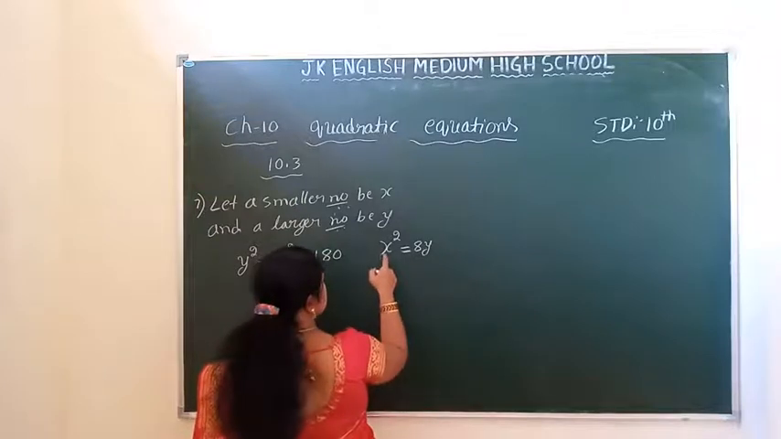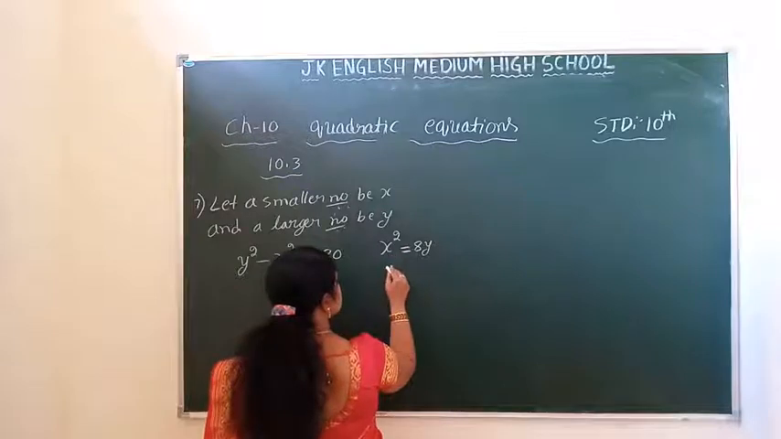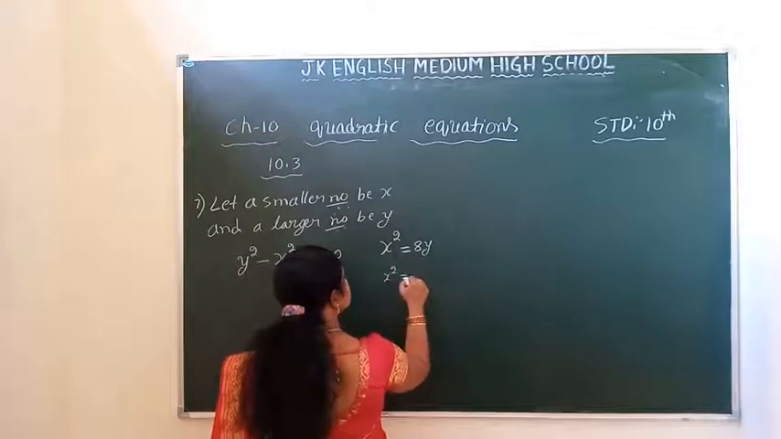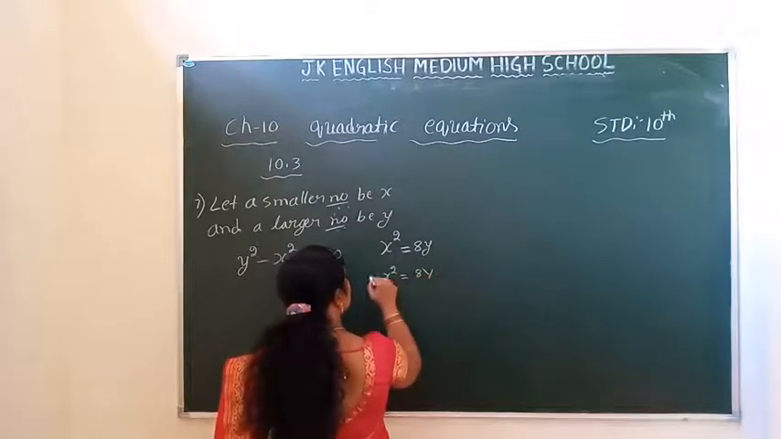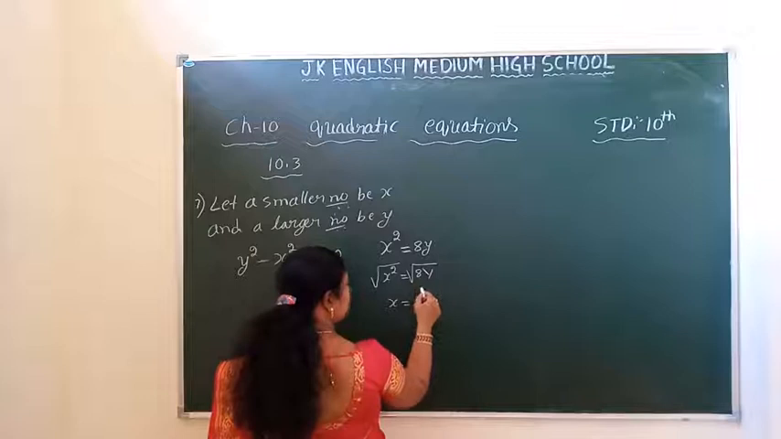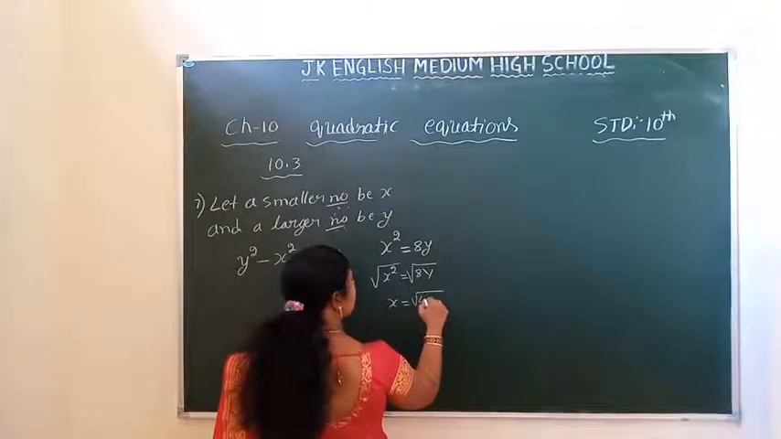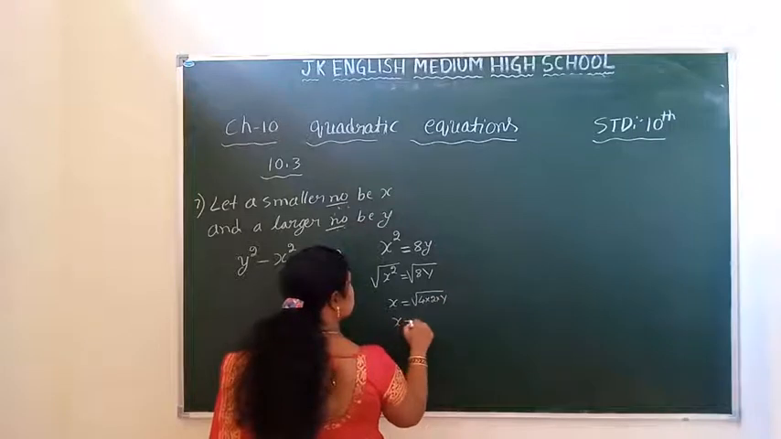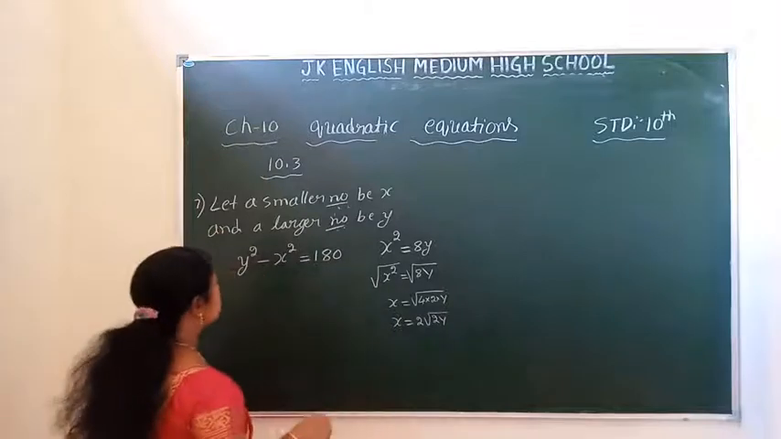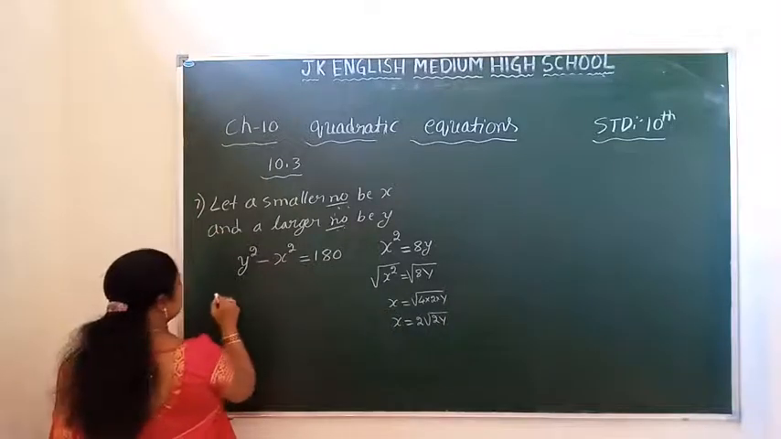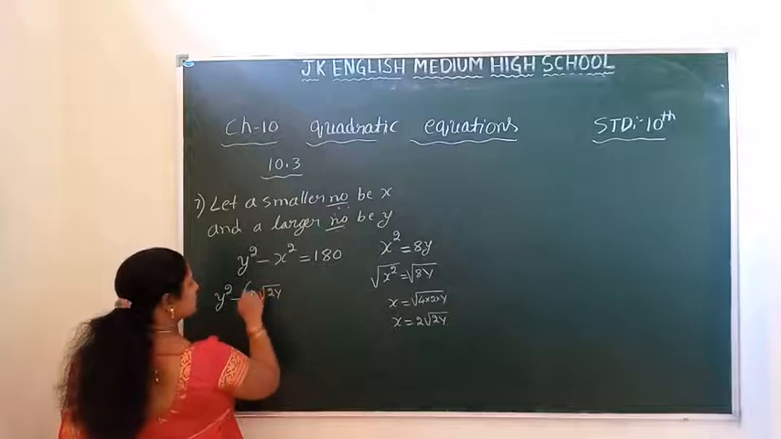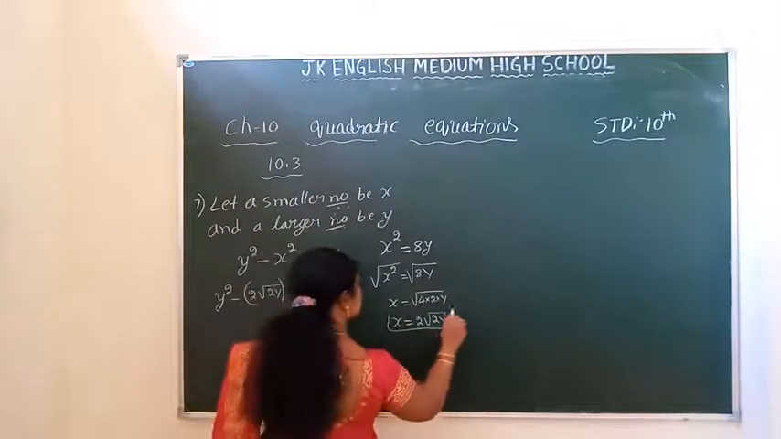Find those two numbers. Now x square is 8y. I want x in terms of y, so apply square root on both sides. It becomes x is equal to square root of 4 into 2 into y, then x is equal to 2 root 2y. Now in place of x I can write it here: y square minus (2 root 2y) whole square. You call this equation number 1.